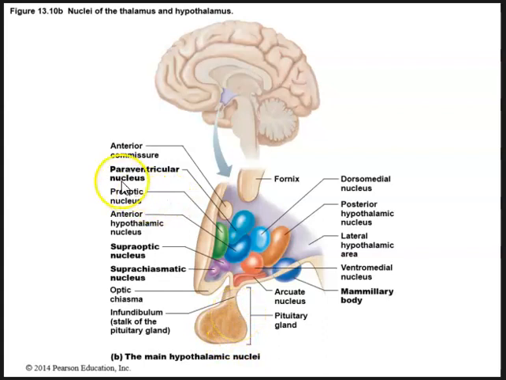hormone. Then we have the paraventricular nuclei. So VSOP, oxytocin. Oxytocin is actually stimulated by the paraventricular nucleus, which tells the posterior pituitary gland to secrete oxytocin.